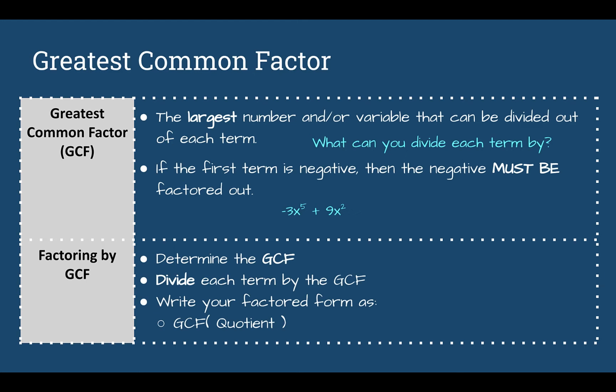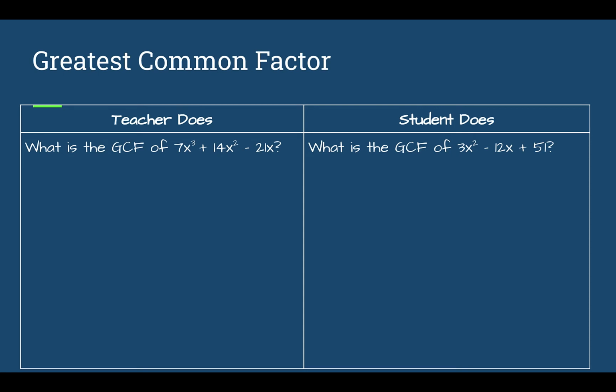That's your quotient. So let's start with an example: what is the greatest common factor of 7x to the third plus 14x to the second minus 21x? Again, we are trying to figure out the largest number and/or variable that you can divide out of each term. So I'm going to start, what number can all of the terms divide by?